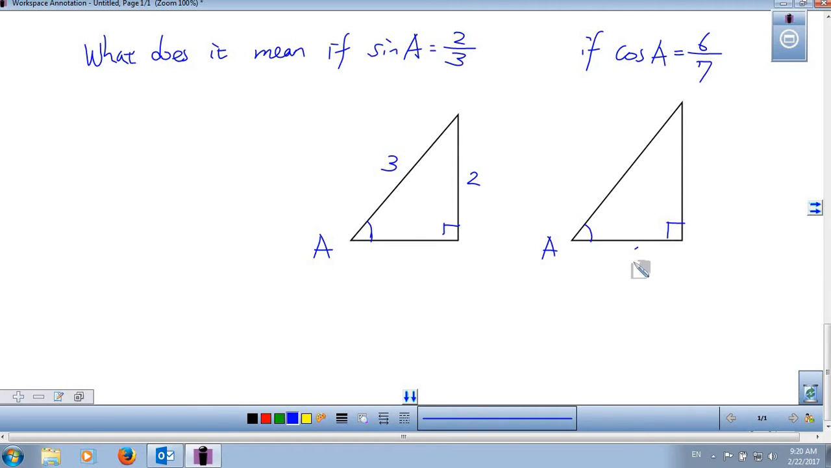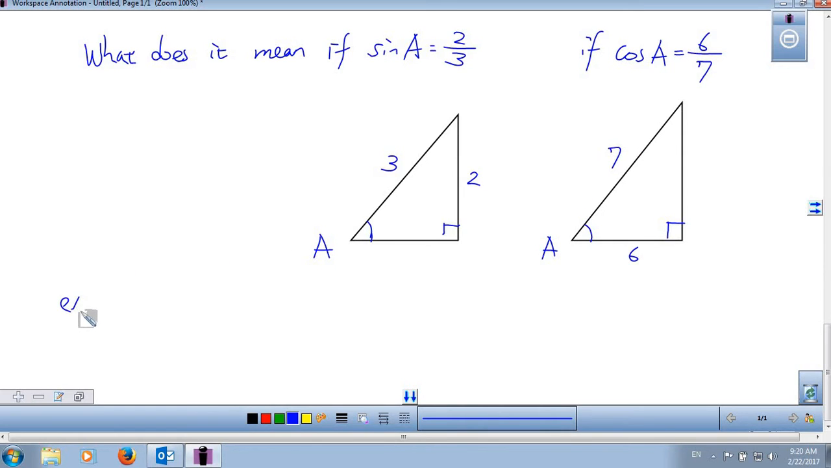So the adjacent leg should be equal to 6, and the hypotenuse should be equal to 7. Well, this is not necessarily true. However, this is one simple representation of this angle A. So if cosine A is 6/7, and I represent this using a right triangle, the adjacent side should be equal to 6, or a multiple of 6, and the hypotenuse should be equal to 7, or a multiple of 7.